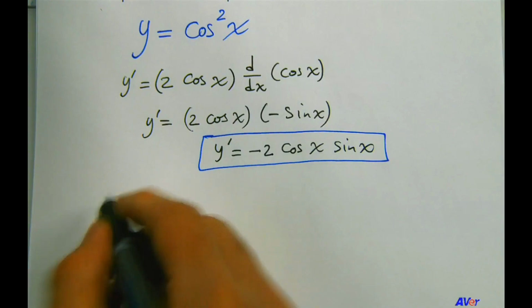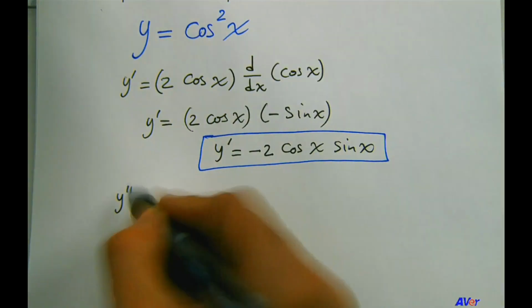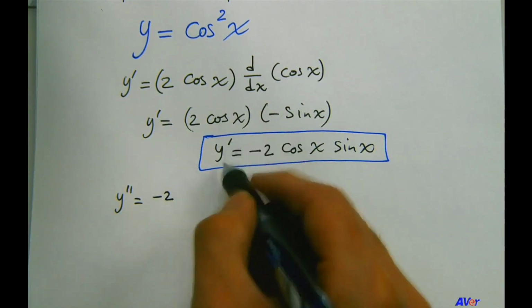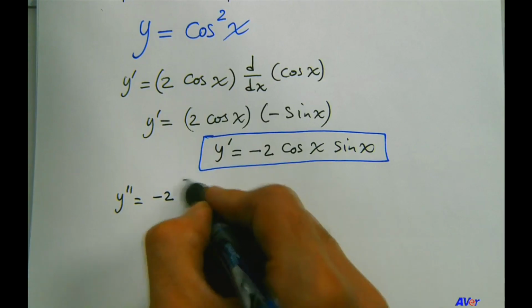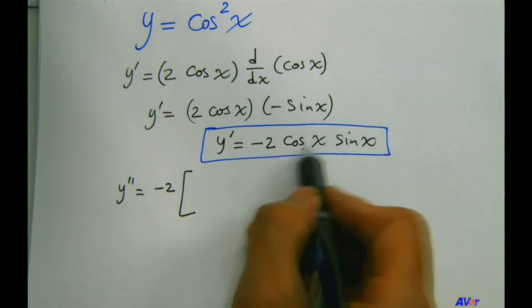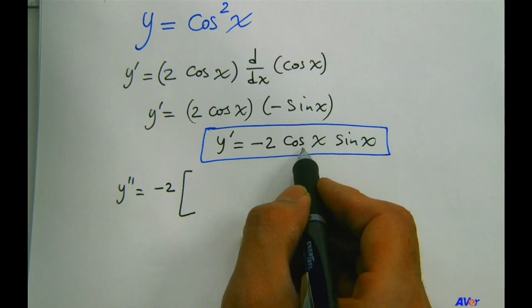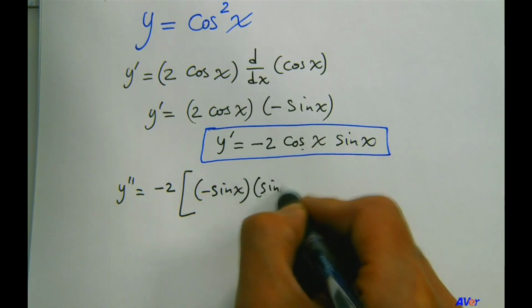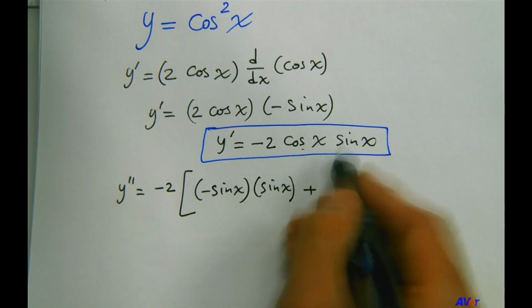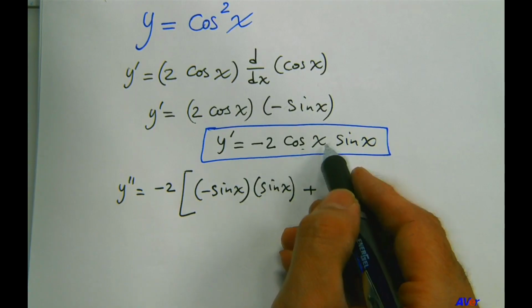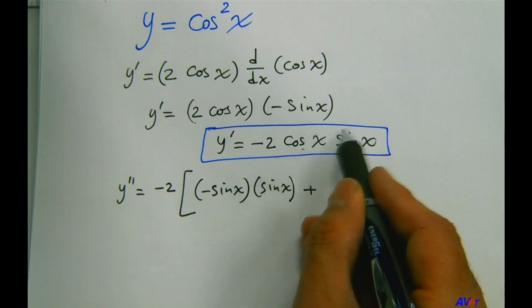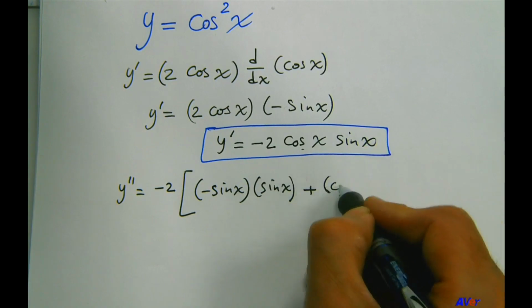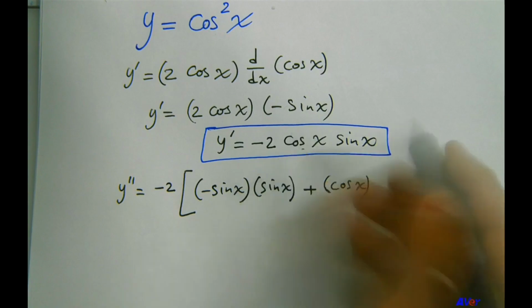And the second derivative, we have y double prime is equal to, so this constant stays in front, and then let's take the derivative of what's inside. We have the derivative of cosine of x is minus sine of x, right? So minus sine of x times sine of x plus, we're applying the product rule now. Remember the product rule, right? Derivative of this times that, plus derivative of that times this. So sine of x has derivative cosine of x, times, of course, cosine of x again.